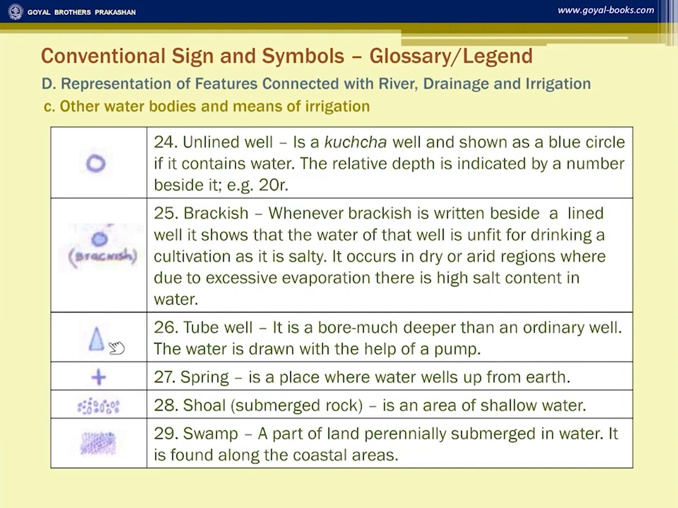Then you have the tube well. For this the symbol is this, and you have the spring, hot spring, cold spring. The same symbol is used.